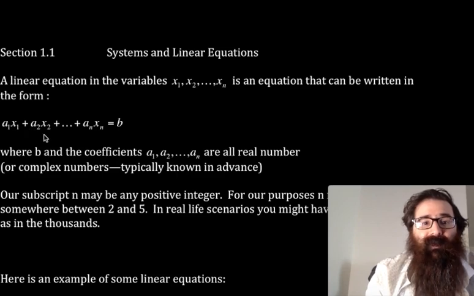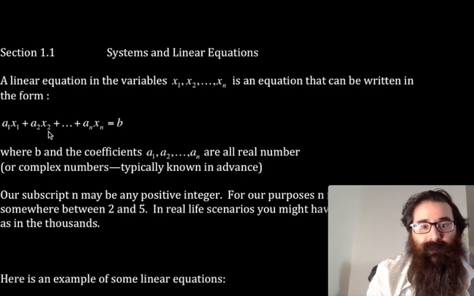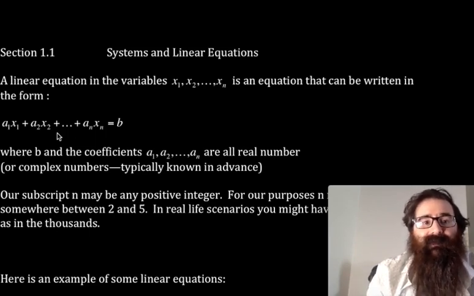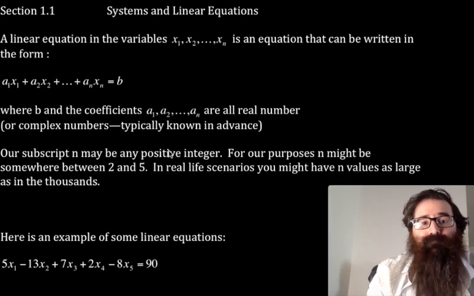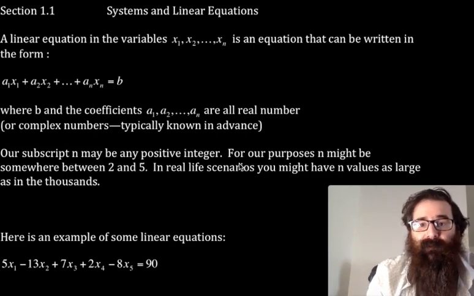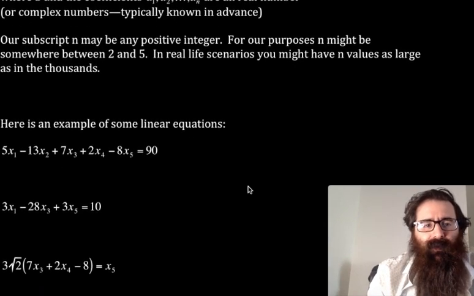Here, we'd say that the x values are what we're solving for. Those are our variables in the linear equation. And n is sort of where we stop. So depending on what n is, that means how many terms we're going to have in the linear equation. And our subscript n really could be any positive integer. For what we're going to be doing, it's probably somewhere between 2 and 5, right? But in real life scenarios, out in the world of work, you could have values for n that are as large as in the thousands. So we could get some pretty big systems that we could be working with.